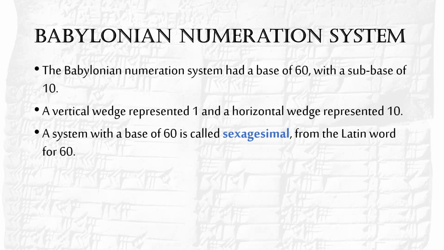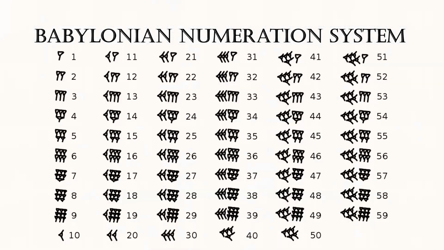So they use a sub base of 10. Every time they hit 10, they cue the sub base up. And then once they reach 60, they go over to the next column, so to speak. Okay. Let's take a look at some of the numerals.